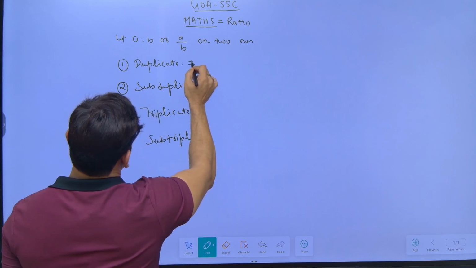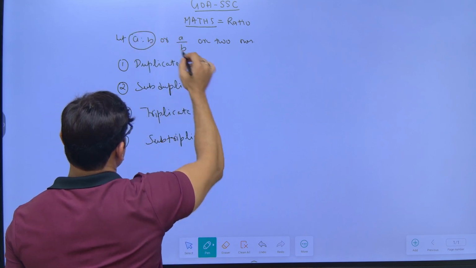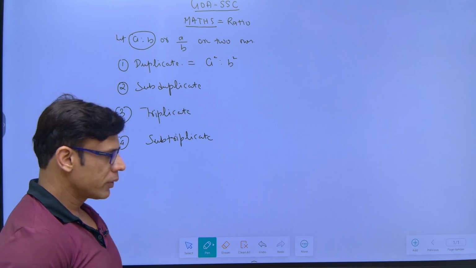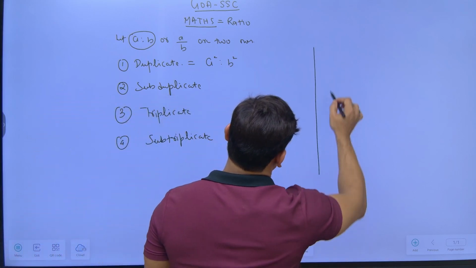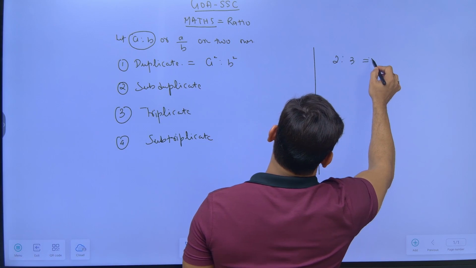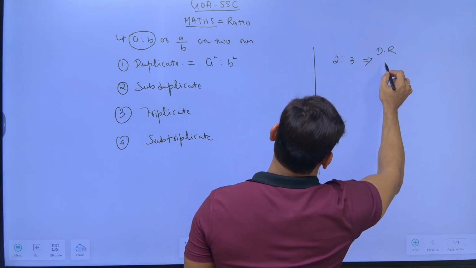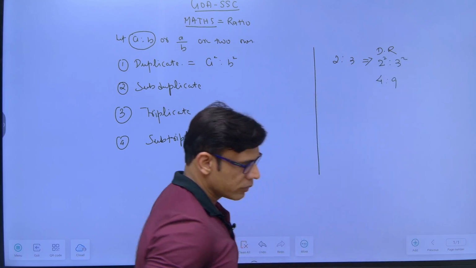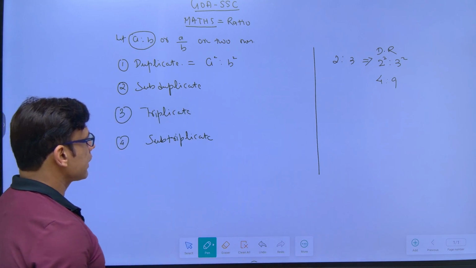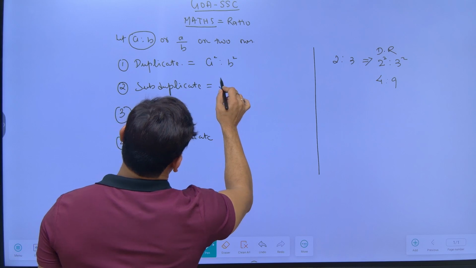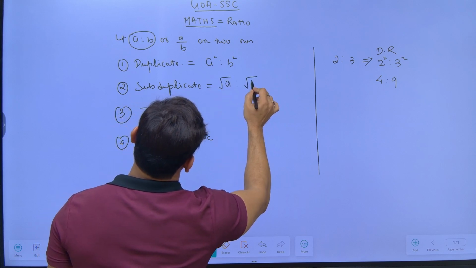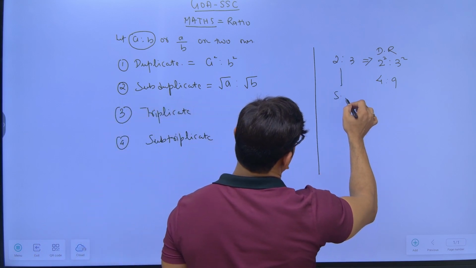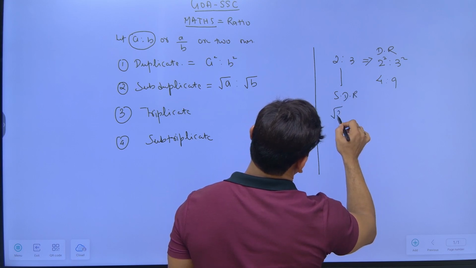So when I say duplicate ratio, do nothing, just take these values and square them. A square is to B square. Suppose we have two numbers which are in the ratio 2:3. If I have to take the duplicate ratio of this, DR short form, you take 2 square is to 3 square, which is 4:9. So this is called duplicate ratio. What is subduplicate ratio? You simply take square root of A is to square root of B. Same way, if I have to find out the subduplicate ratio of this, I will simply take √2 is to √3.